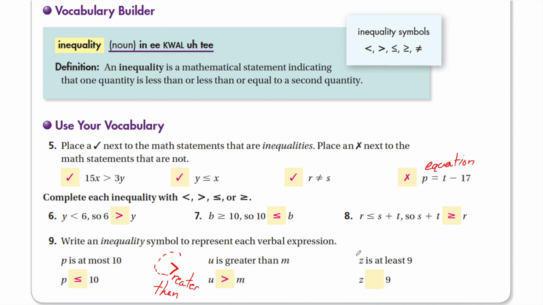All right, and last but not least, Z is at least 9, which means that the lowest number that we can possibly get is 9. Therefore, it's going to be everything after it, meaning Z is greater than or equal to 9. Great work.